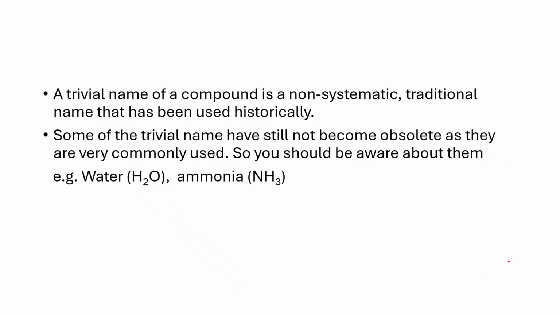Now, there are some compounds which are known by their trivial names. A trivial name basically is a non-systematic form of nomenclature that has been used historically, and some of them are still very common. For example, water should have been scientifically named as dihydrogen monoxide, but none of us actually use that. We still use the term water. And the same goes for ammonia, which should have been called nitrogen trihydride, but we never use that. So please remember the chemical formulae and the name associated with these two.